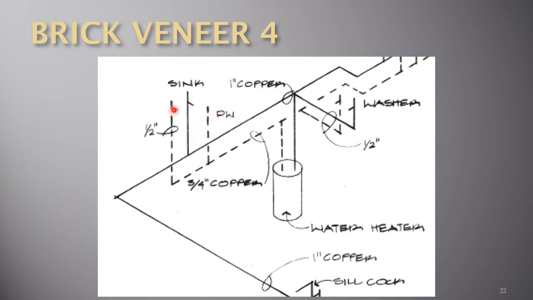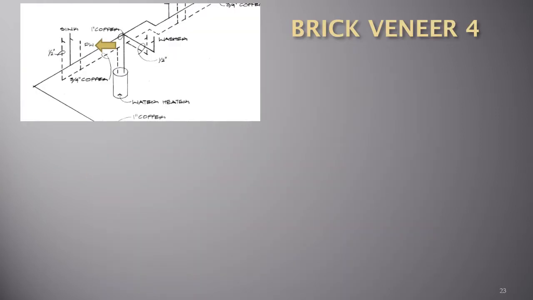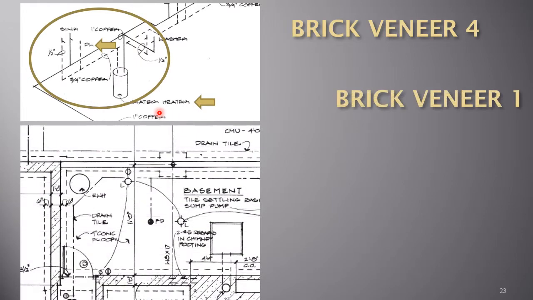Well, each sink has a hot and cold line. You don't need cold water to the dishwasher, only hot water. So that tells us that this dashed line represents the hot water line. So let's take a look at those areas. Here's the dishwasher. Here's the water heater again.